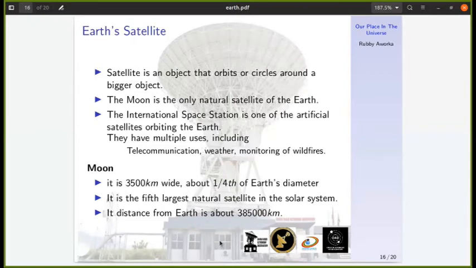That's the natural satellite of the earth, and it is about 3,500 kilometers wide, about 1/4 of the Earth's diameter. It is the 5th largest natural satellite in the solar system, just like its planet, the Earth. Its distance from the Earth is about 385,000 kilometers.